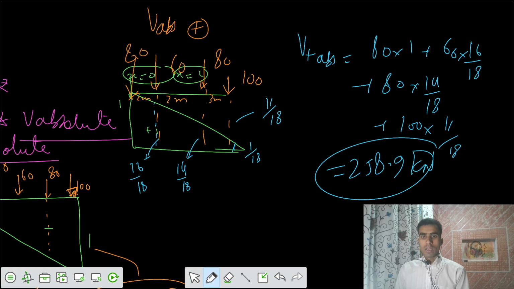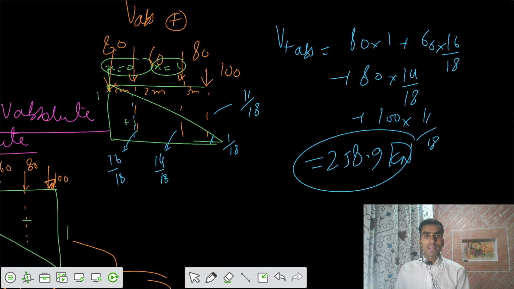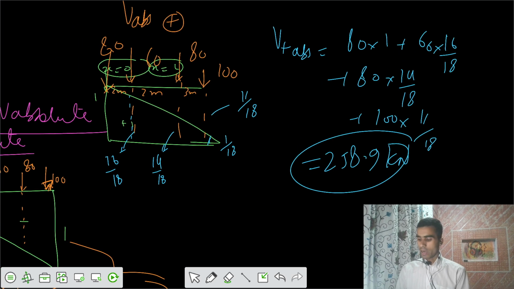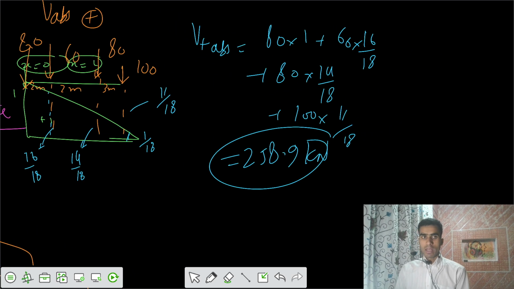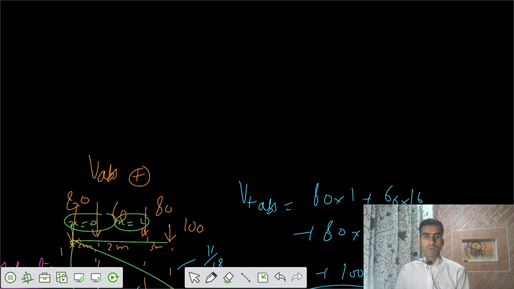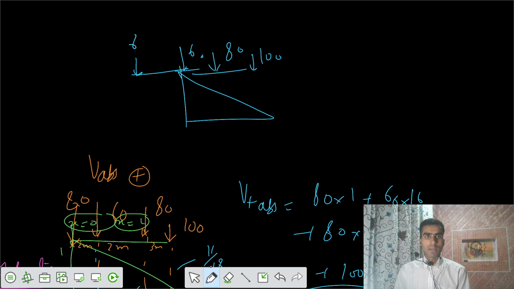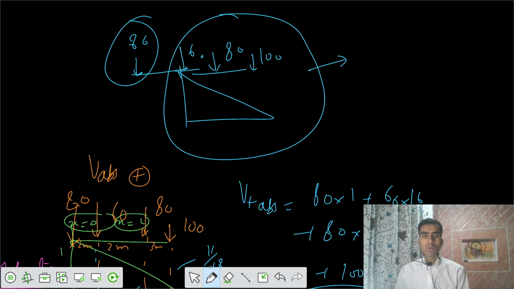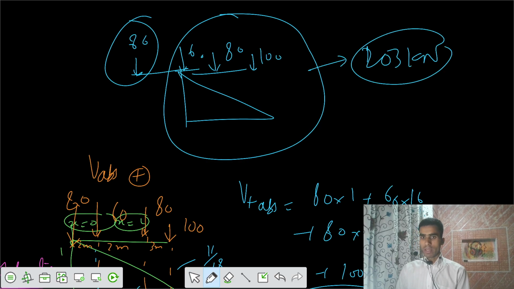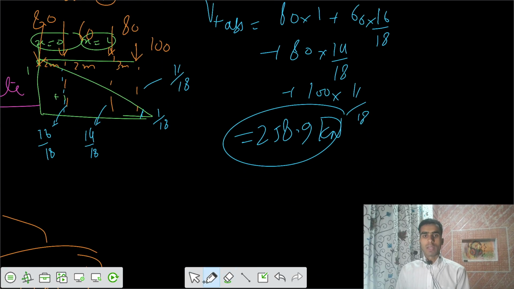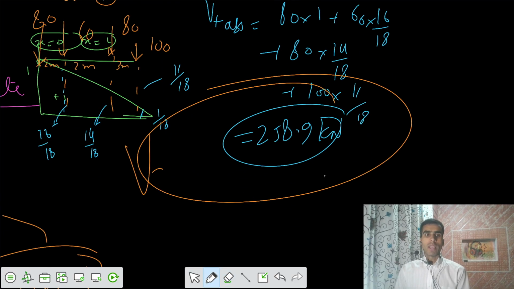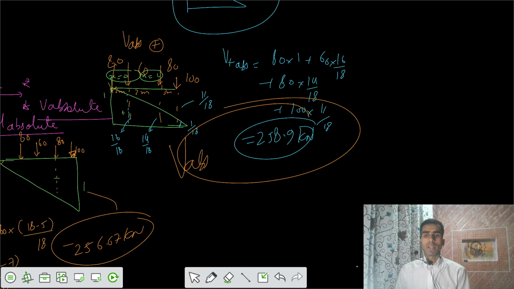Now you might think that 80 kilonewton is lesser. If you keep the 60 on that part, you would still get a lesser value. If you keep 60 here, 80 here, and 100 here, and that 80 is outside the beam, you calculate for these three loads and you would get a value of 203 kilonewton V positive. So the V positive absolute would be 258.9 kilonewton. This is our V absolute, the maximum absolute shear we can have.